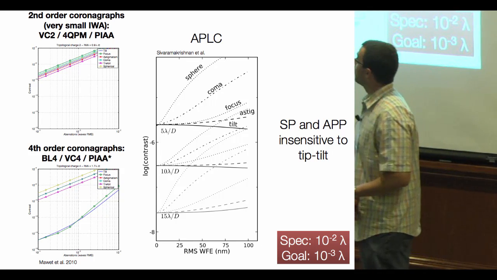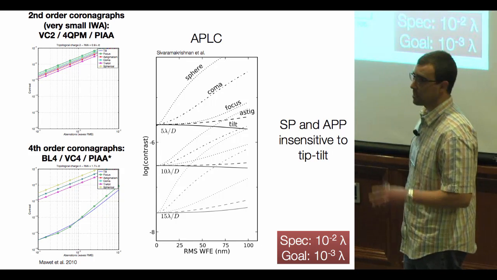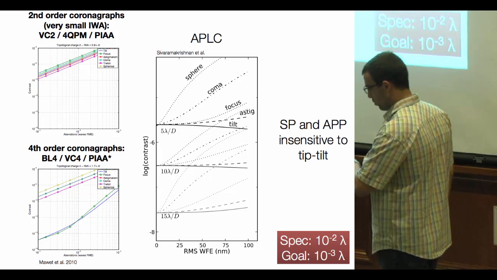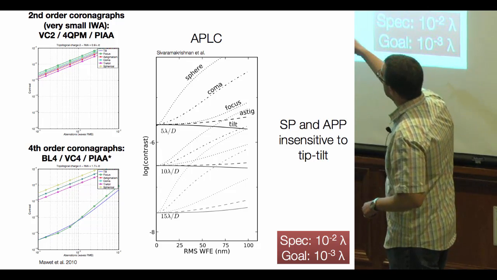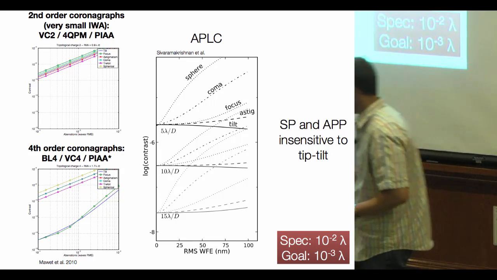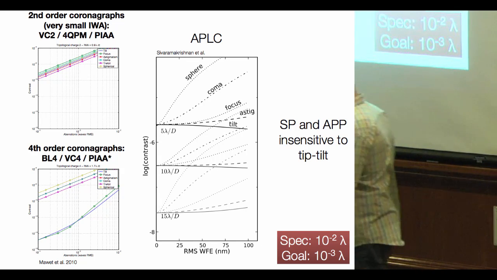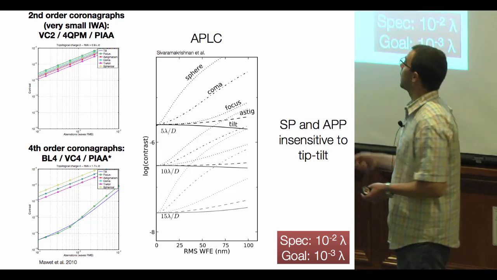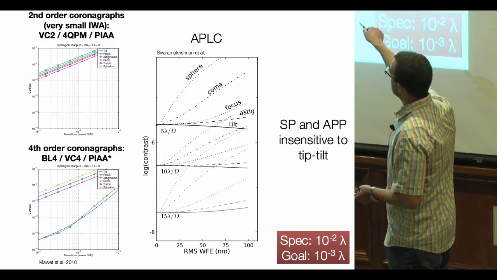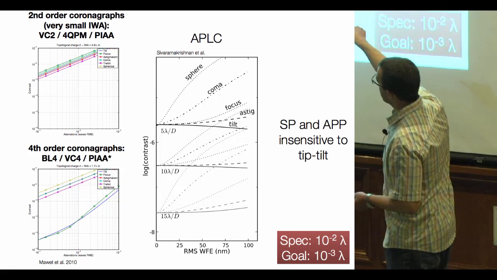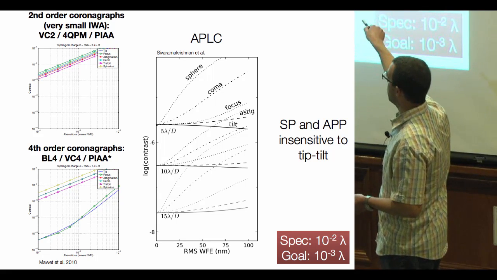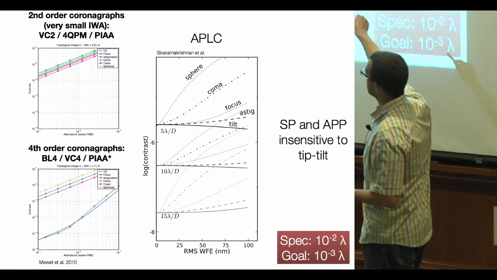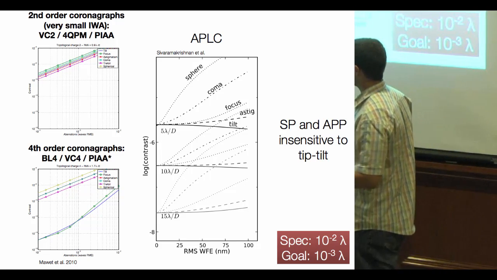Like Jeremy said, many coronagraphs are sensitive to low-order aberrations. That's why we have all these sensors. I'm going to briefly talk about that. Second order coronagraphs, which provide very small inner working angle, are very sensitive to low order aberrations. This is contrast as a function of the aberration level, and these are curves for different low order aberrations: in blue, tilt, then focus, astigmatism, coma, trefoil, and so forth.